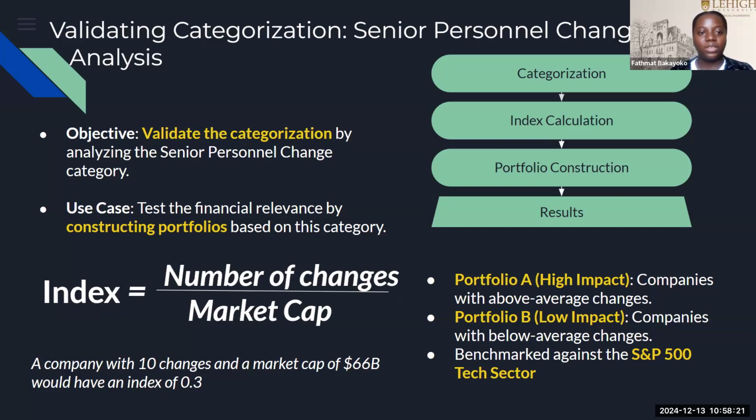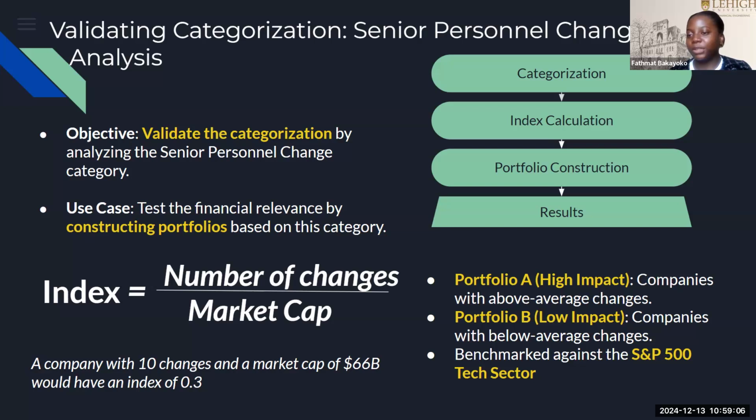Okay, so the goal of this analysis, as I said before, was to validate the categorization by analyzing one of the categories. Here we chose senior personnel change. I took the top 30 companies of the S&P 500 tech sector from 2020 to 2023. I summed up each instance where they had a senior personnel change in this time frame and divided it by each of the market caps, to normalize it so that we could make a good comparison. For example, a company with 10 changes and a market cap of 66 billion would have an index of 0.3.